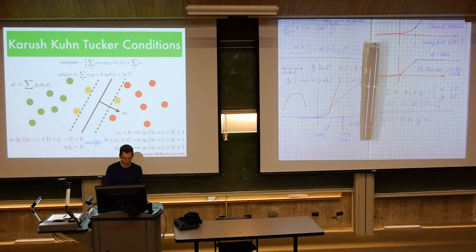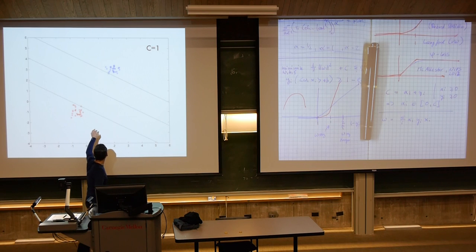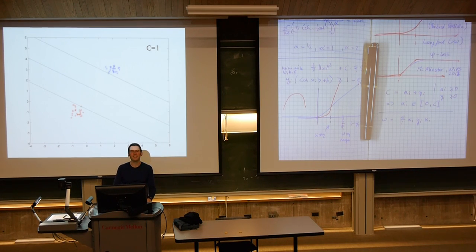So let's look at it in some pictures. Here are some data points. I've picked C equals 1, and I've solved it. It's perfectly separable, so there are two support vectors, one on each side, one here and one up here. So what do you think is going to happen if I increase C? And don't look at the slides. What do you think is going to happen?